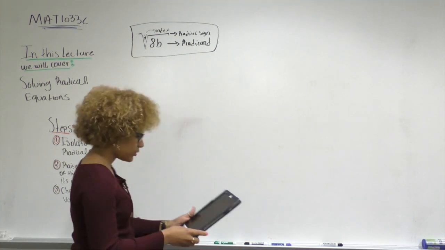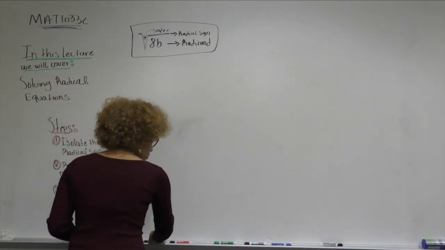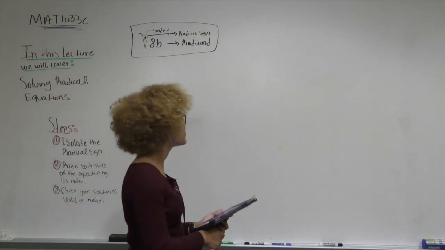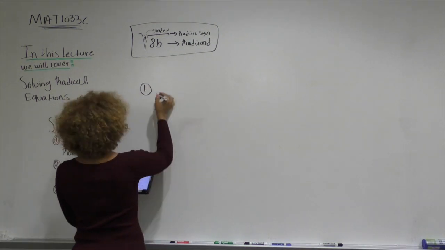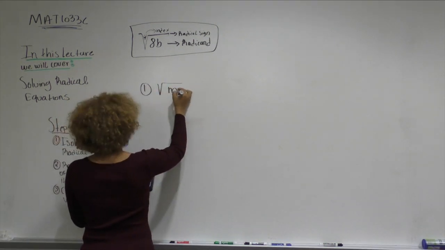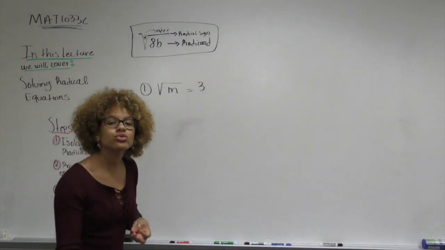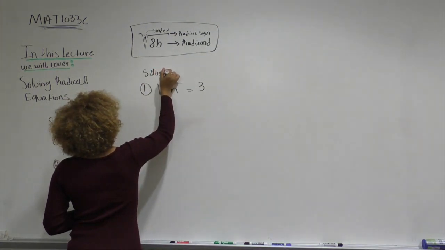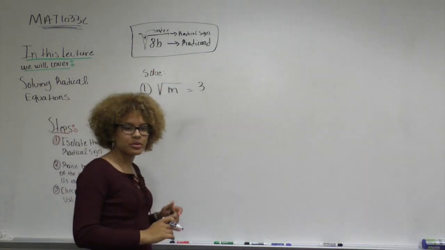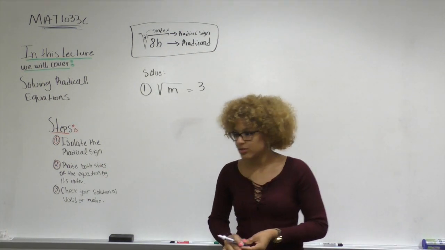Okay, so I'm going to start with my examples here. We're going to start with the basics. So if I have an example, my number 1, and it's the square root of m equals 3. The question is to solve for m. Right? And this is the equation I'm given. Notice there's a radical, and this is why they're called radical equations.